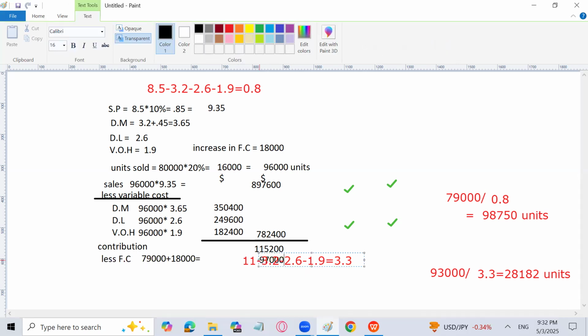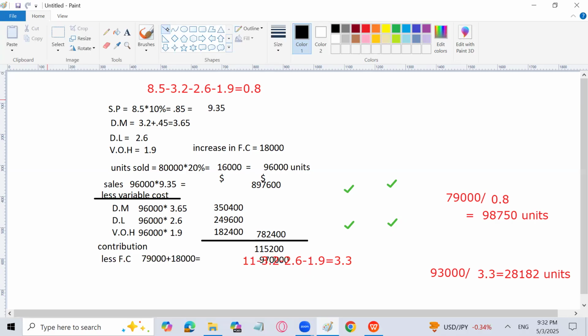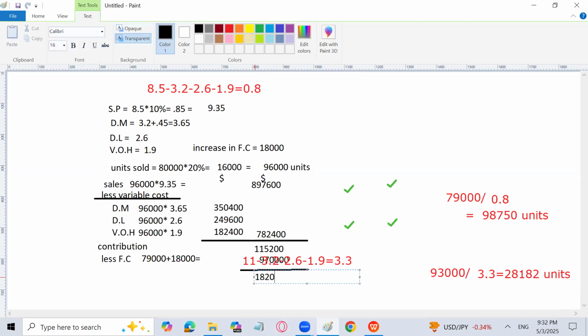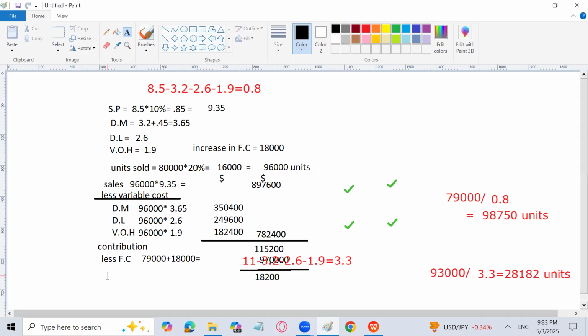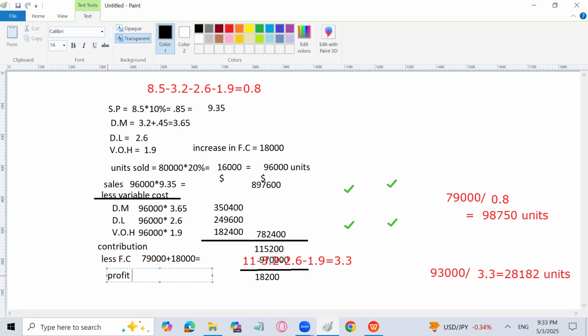So fixed cost is going to be 97,000, and I will subtract it to get the profit we are going to get from B: 115,200 minus 97,000, that is 18,200. Previously, we were having a loss of 15,000 from the production and sale of B, but now we are getting a profit of 18,200 from B, and profit from A is already there, which is 1,05,000.